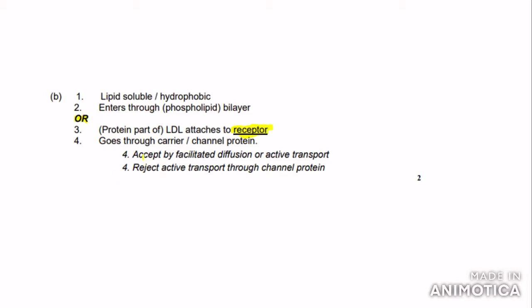Now let's look at these points here. It says accept by facilitated diffusion or active transport, as this is what carrier and channel proteins are used for. Now here it says reject active transport through channel protein, as active transport only happens through carrier proteins, as we mentioned earlier. Now, as it says reject, if you write this here, you don't get any more marks for the question, even if you wrote a marking point that was correct.